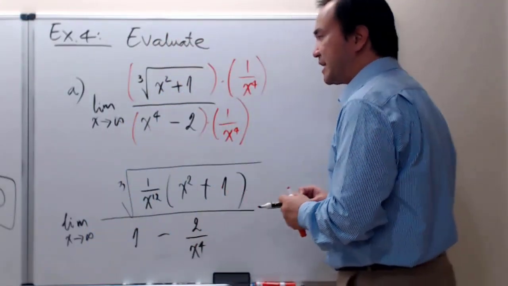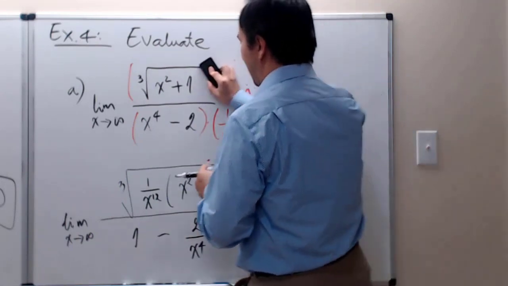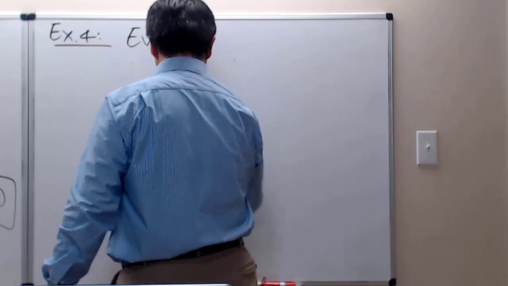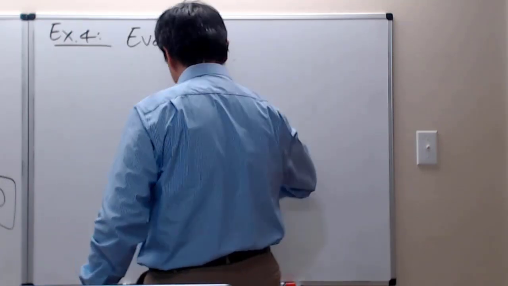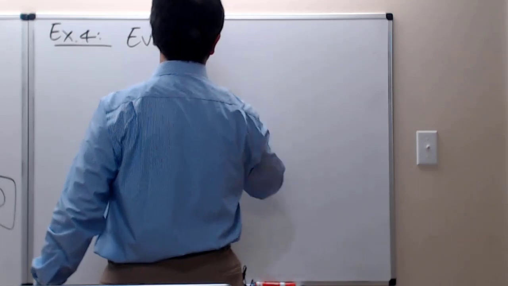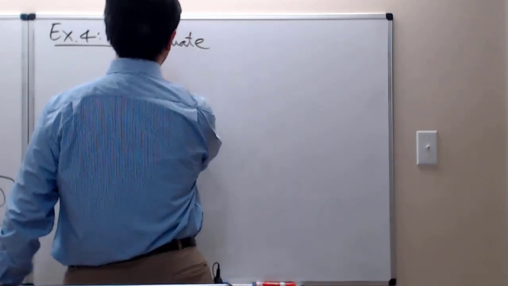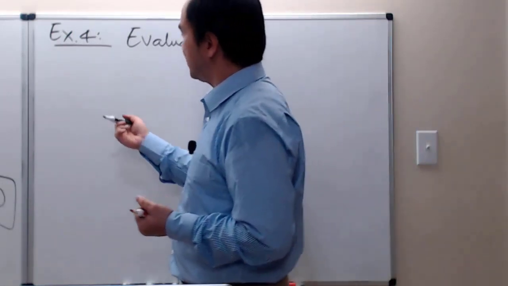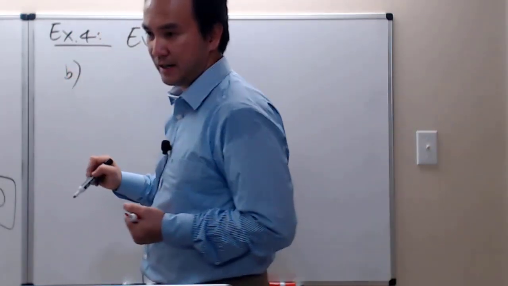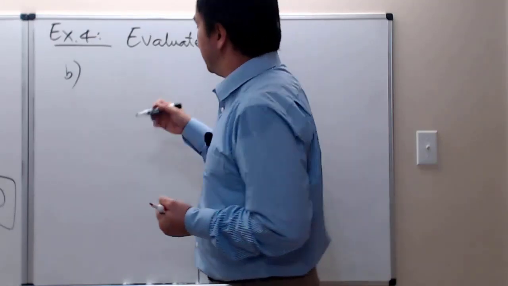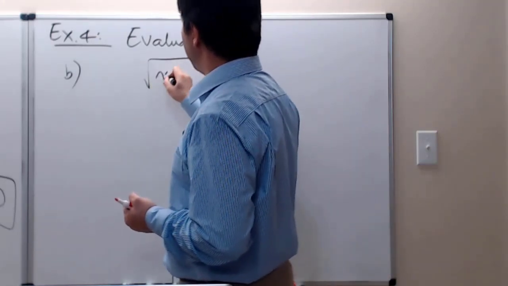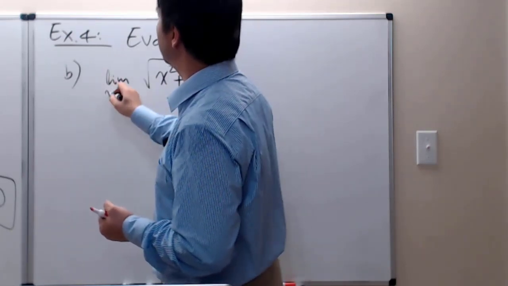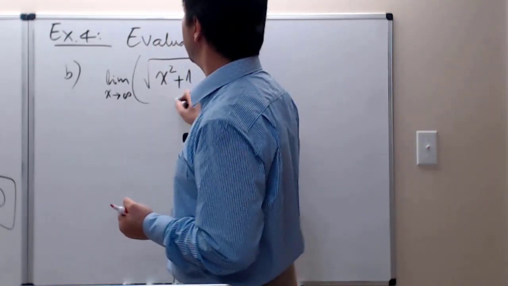Let's now look into another example problem right here, and I'll continue to lead the way. So part B of our example 4. So now let's look at the square root of x squared plus 1 minus x, and finding the limit as x goes to infinity.